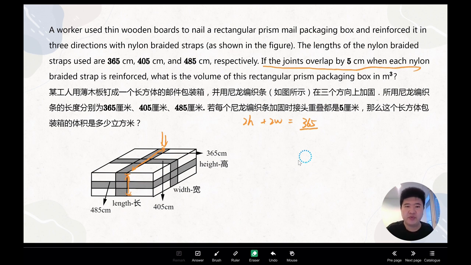So the 365 is the length of this nylon, but it's not the sum of 2 heights and 2 widths. We need to subtract 5, and it equals 360 centimeters. So that is the first thing we got.